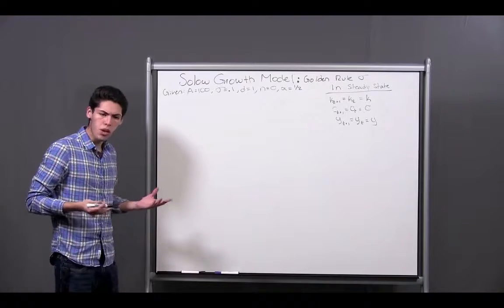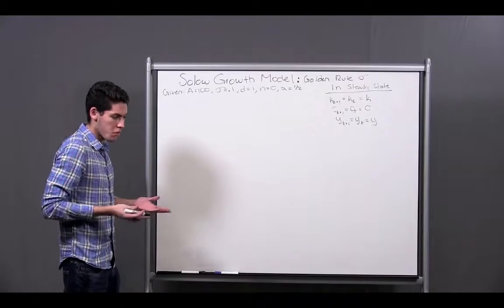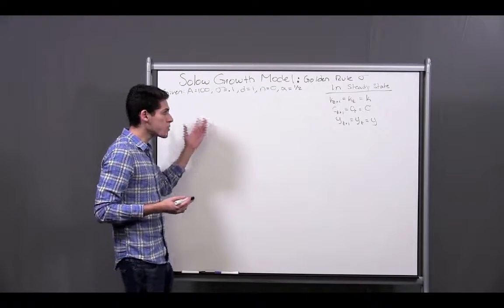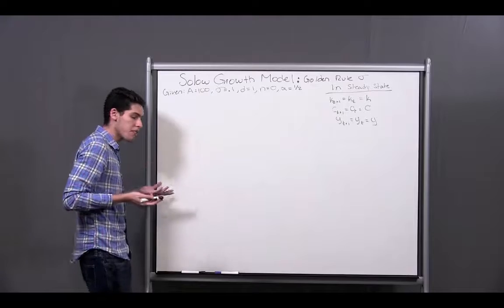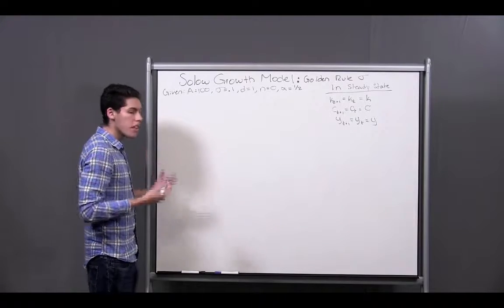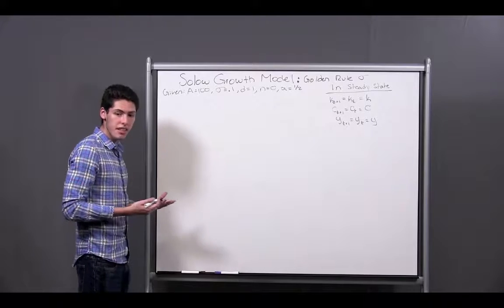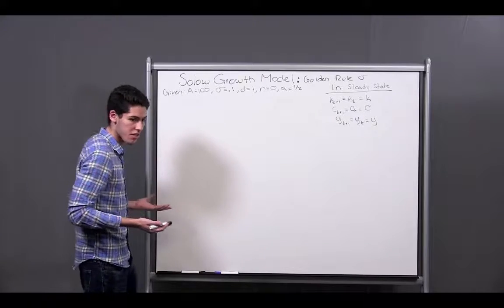For this last video of our series on the Solow growth model, we're going to be discussing what the golden rule savings rate is, what it means, and how we find it. The golden rule savings is, by definition, the level of savings needed to maximize consumption in the steady state. That's the definition of it.